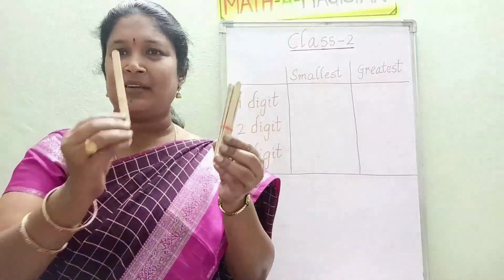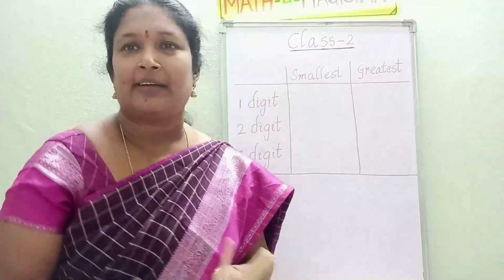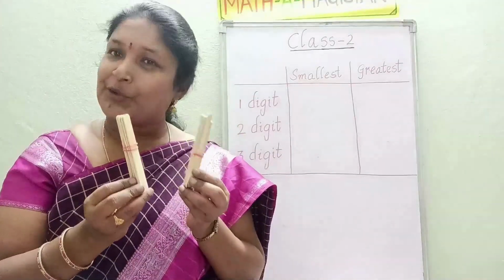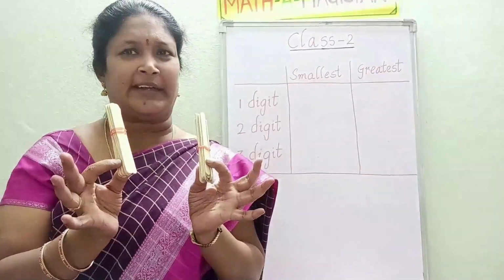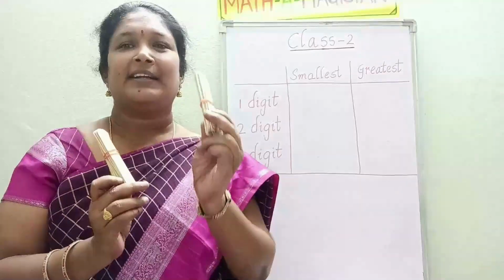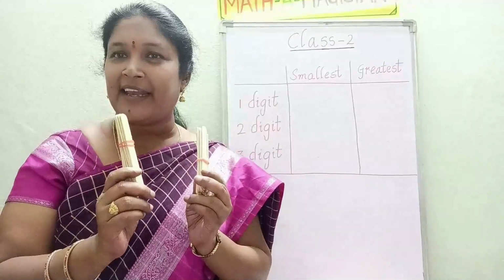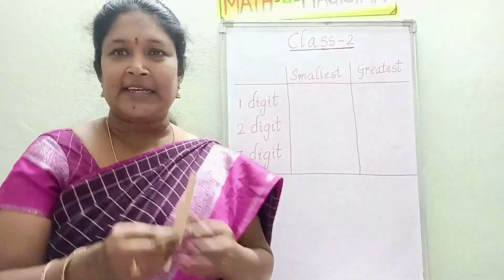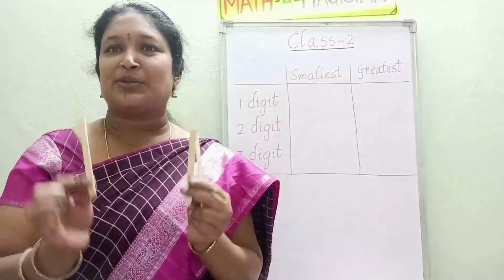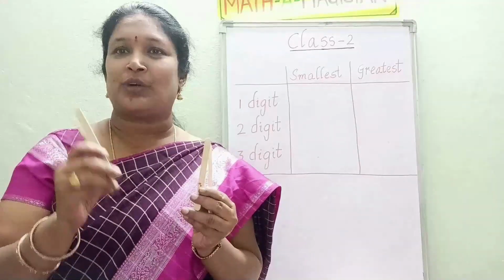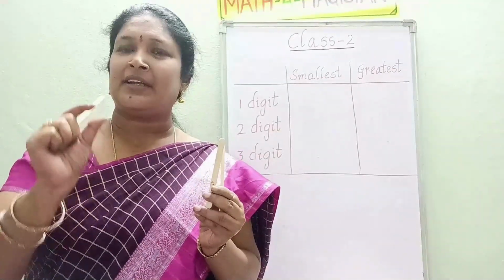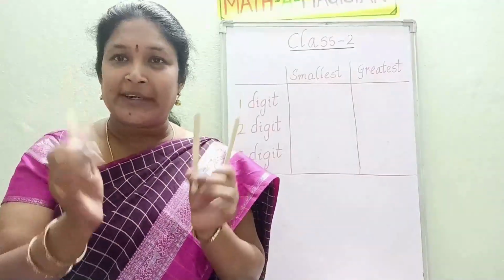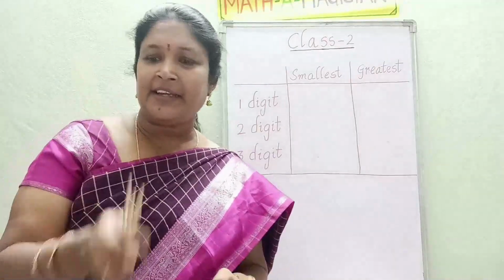Now 10, 1, 11, 10, 2, 12. And now total how many ice cream sticks are there? Without counting. By seeing the bundle you have to say 10, 10, 20. So here these ice cream sticks are separated. So these are called units. Whatever the numbers, whatever the blocks are separate. These are called units.